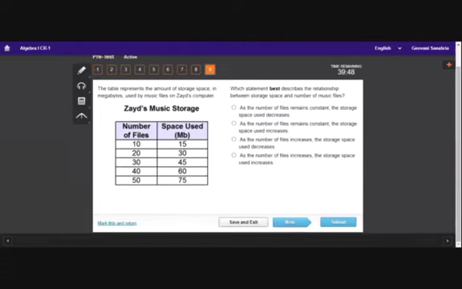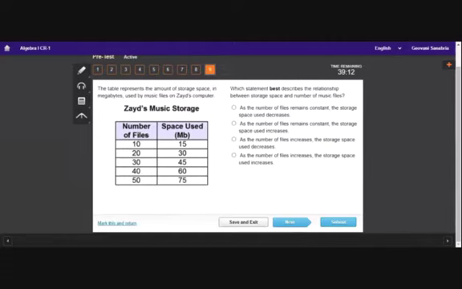Is it constant because it's going by tens, like for B? As the number of files remains constant, the storage space used increases. That would be saying if it was 10, 10, 10, 10, 10, and then the space used would be 15, 30, 45, 60. But the number of files is not remaining constant. If you had it on a graph, it's increasing. So it has to be one of the second two answers.